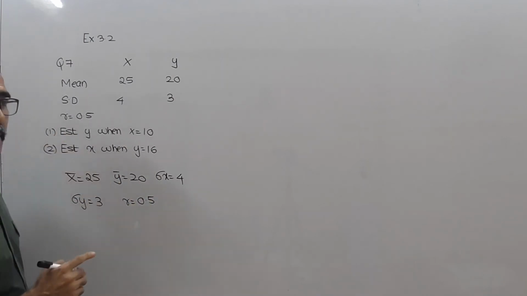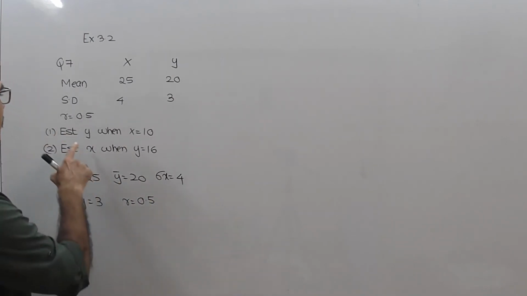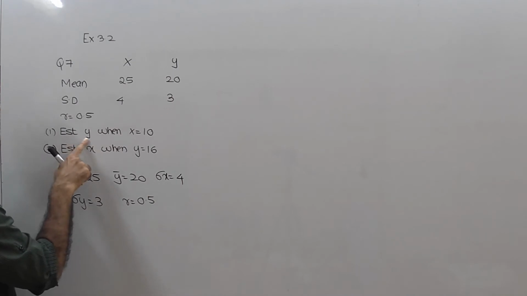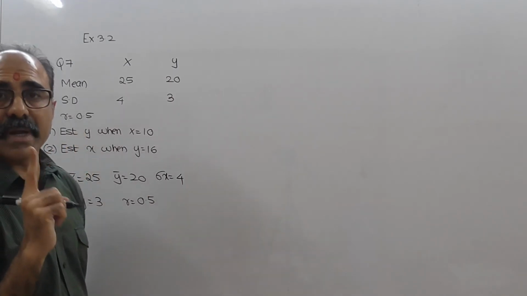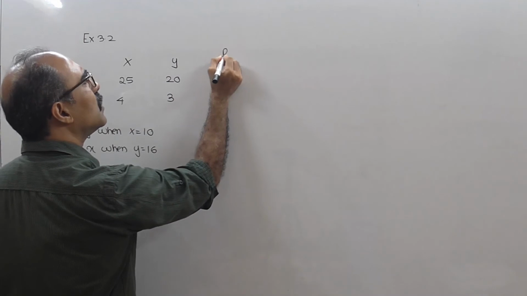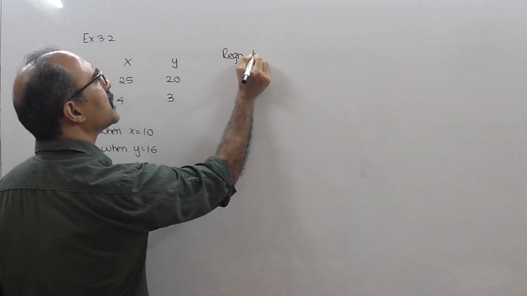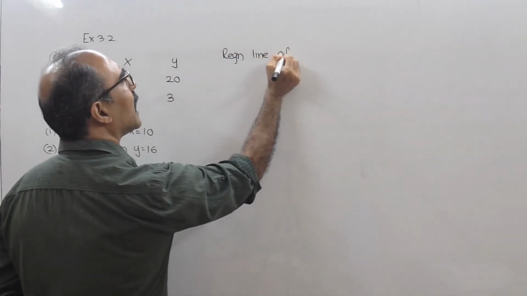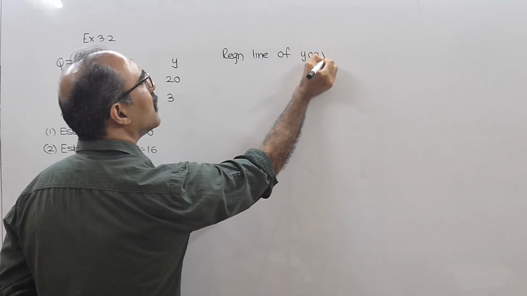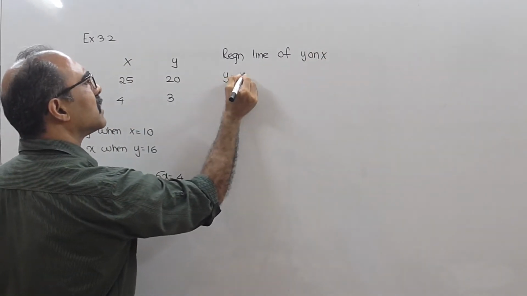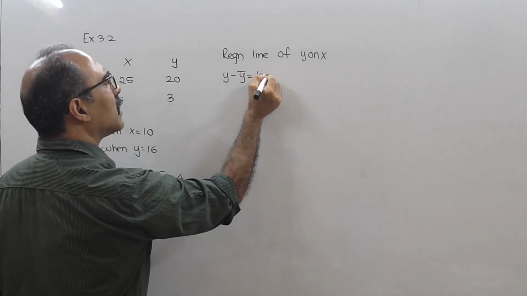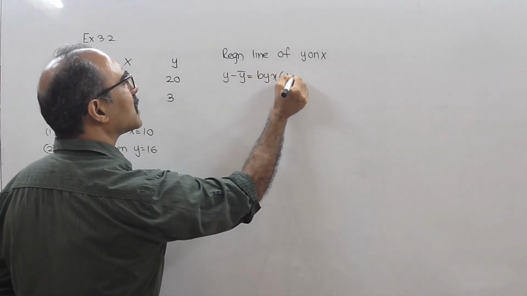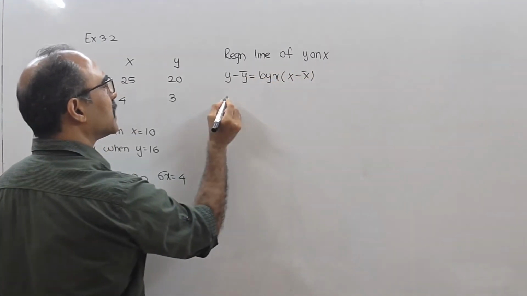Having converted all the data into statistical symbols, first we see what we have to find. You have to estimate y. If you need the value of y, you have to go for the regression line of y on x, which is defined as y minus y bar equals byx times (x minus x bar).